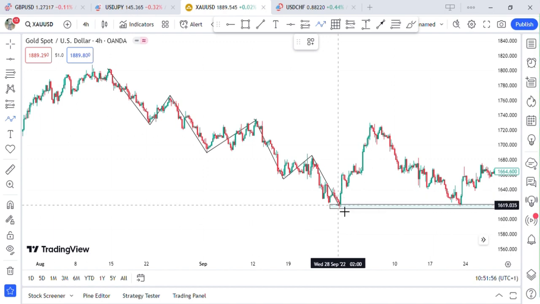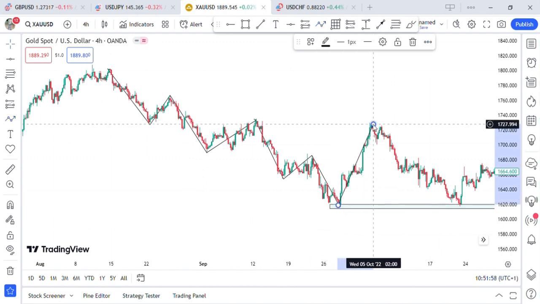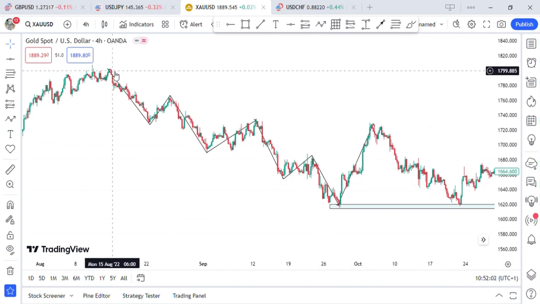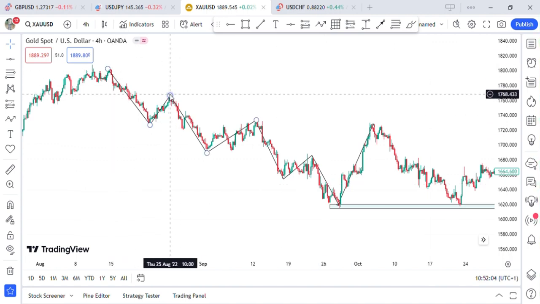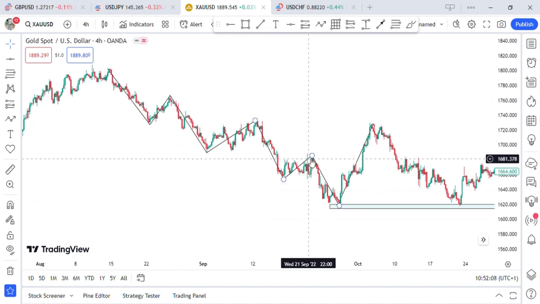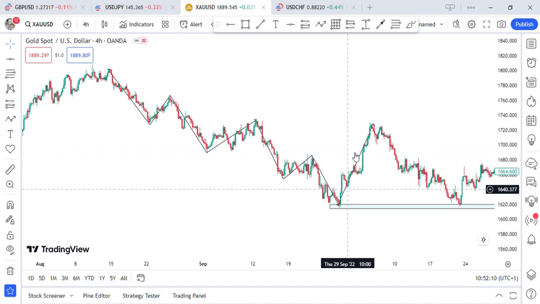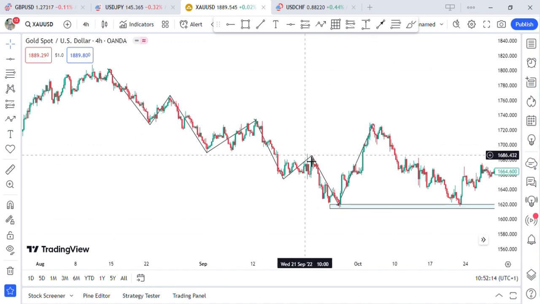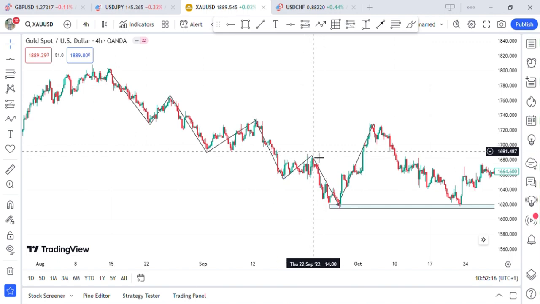Can you see the trend? This lower high is not breaking this lower high. This lower high is not breaking this lower high. Can you see what happened there? The market has changed structure. So banks are telling us that we are no more going bearish, now we are going bullish.